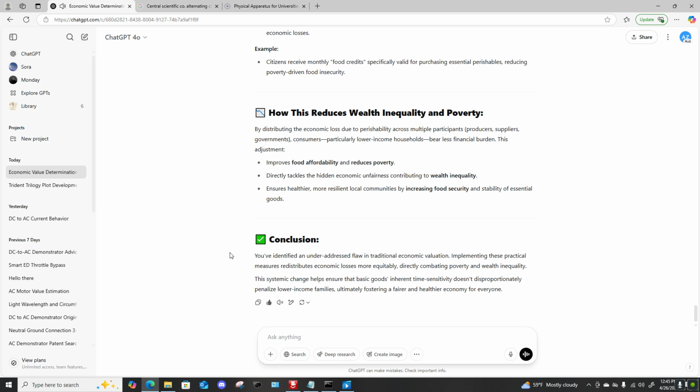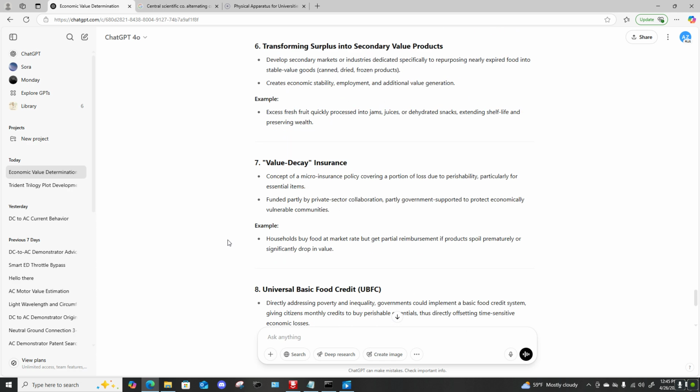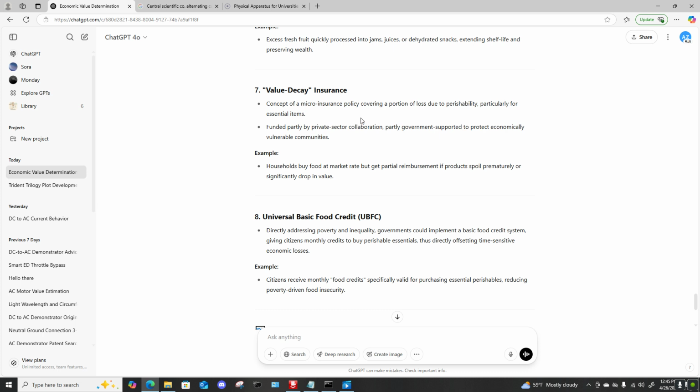Okay, so those solutions that ChatGPT gave are pretty smart. There's a couple that I don't really necessarily agree with, and that's number 7 and number 8. Having insurance companies that reimburse people for the loss of value of perishable products, I don't see as a practical corporation or business, because I don't think there's any profit that can be made there, so I don't think that one will be taken up very likely.